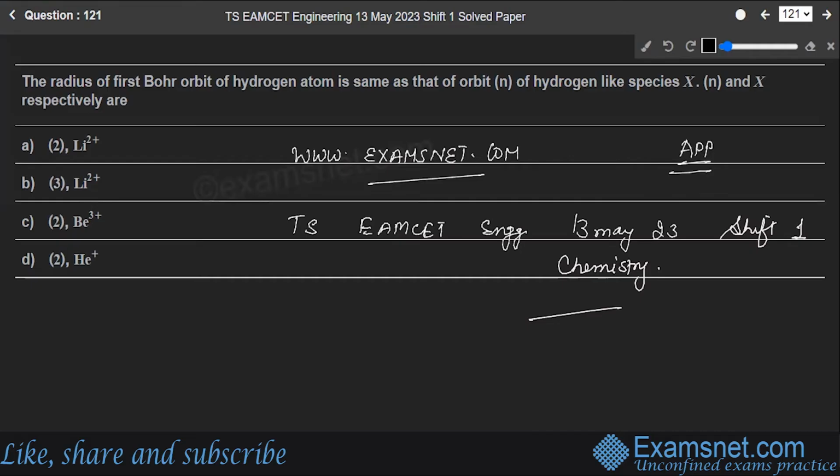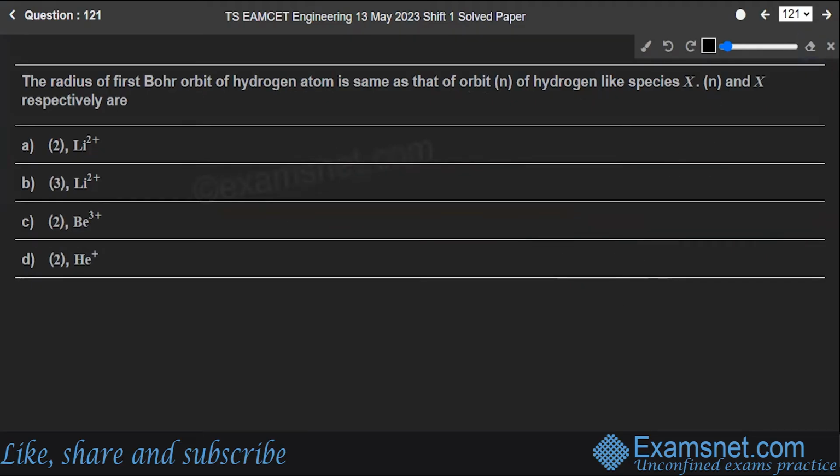Here we go. The first question of chemistry, question number 121, says the radius of the first Bohr orbit of hydrogen atom is same as that of orbit N of hydrogen-like species X. N and X respectively are. Okay, so it's talking about the Bohr orbit of hydrogen atom.